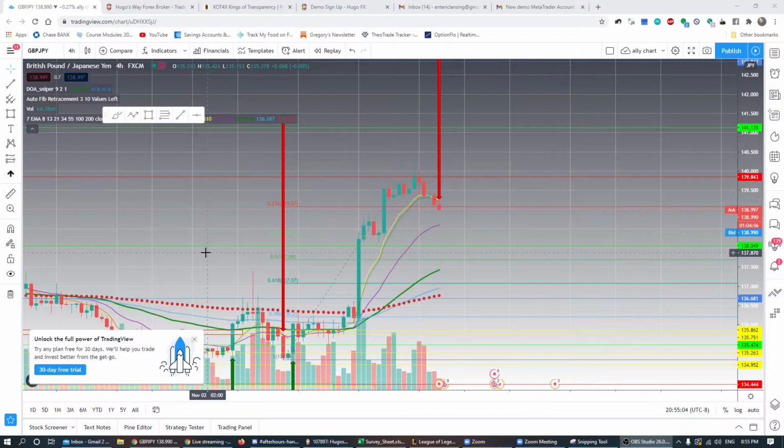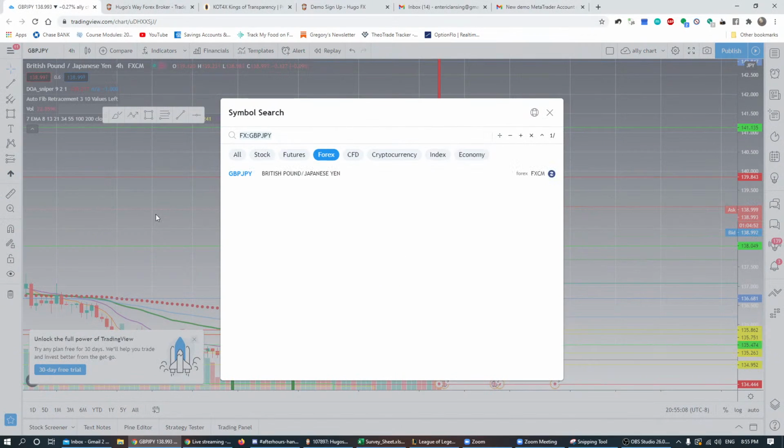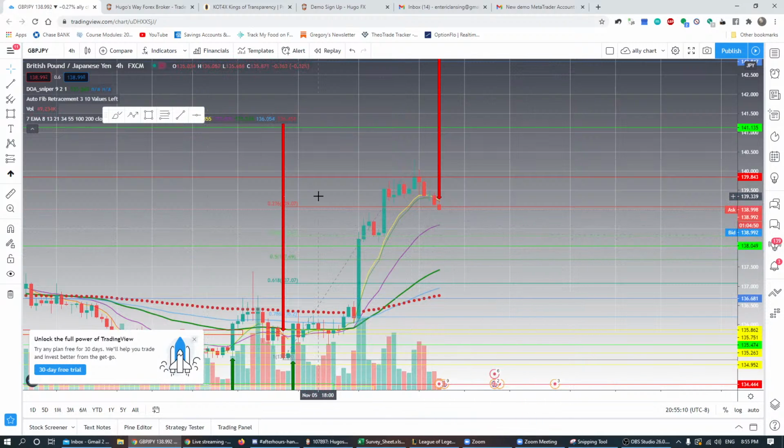Okay, so we're looking at charts. We're looking at the British pound version. These are the trades I'm in right now. We're trying to target at least a 50% retracement for that, from where I took it.